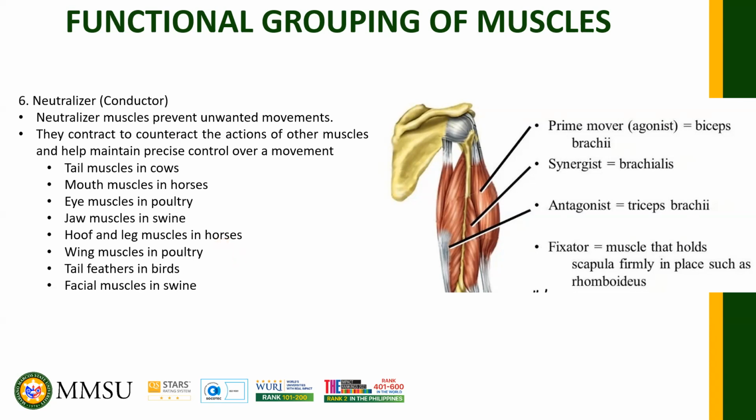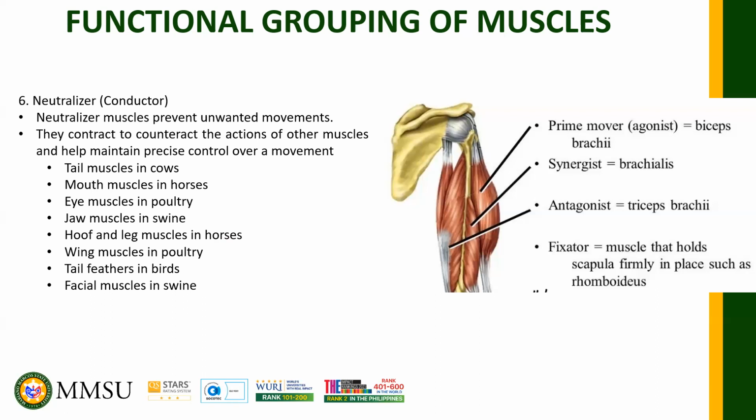Tail feathers in birds, this is not more on chickens, but if you are familiar with peacocks, they use their tail feathers to display courtship rituals. So the neutralizer muscles in the tail feathers help maintain the positioning of their feathers during display. Like for example, when he courts the female peacock, so that is one. Okay? Then facial muscles in swine, so it's the same.